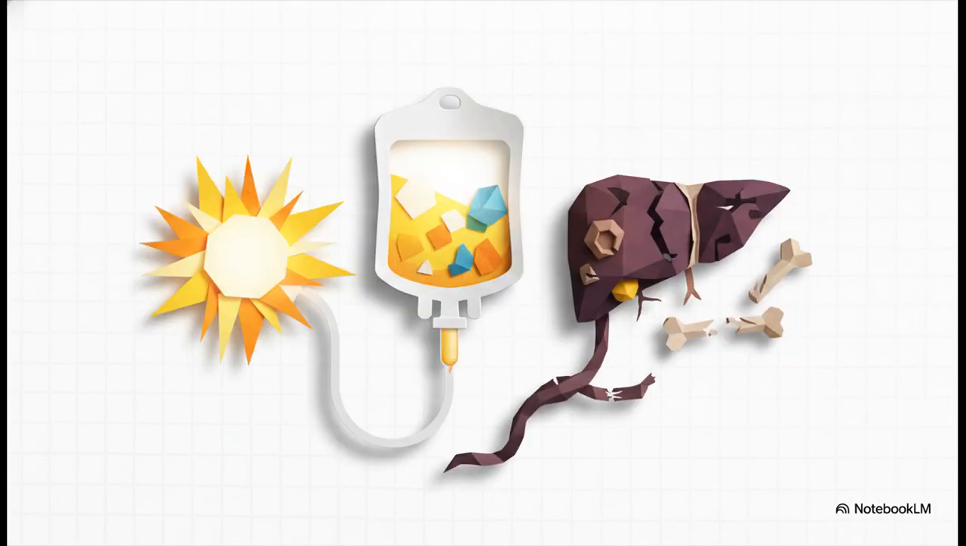For those in true intestinal failure, total parenteral nutrition, or TPN, becomes their absolute lifeline. It's an intravenous nutrition matrix. But we have to be completely transparent here. It is a heavy intervention. Long-term use of TPN carries severe risks, including devastating liver disease, serious catheter infections, and bone issues like osteoporosis.